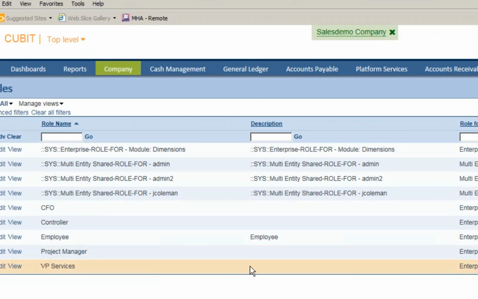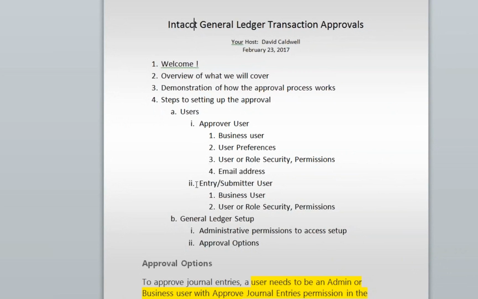So I wanted to cover those areas having to do with the business type. Let's go back to our document here. So we talked about the approver. We also talked about the submitter and the types of things that we need to consider in terms of setting up that type of user, in case this is Jacob here who's going to be entering general ledger transactions, and their security and permissions.